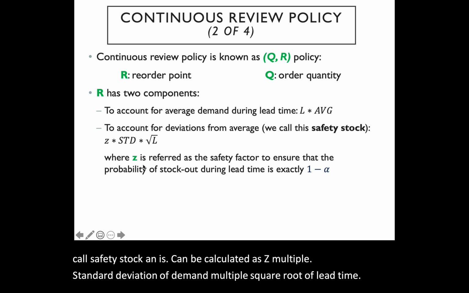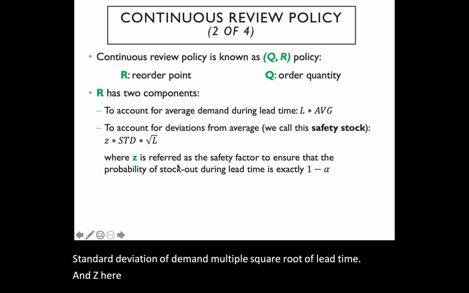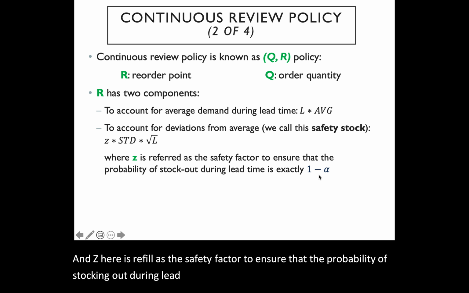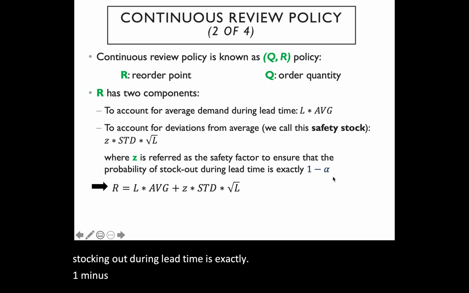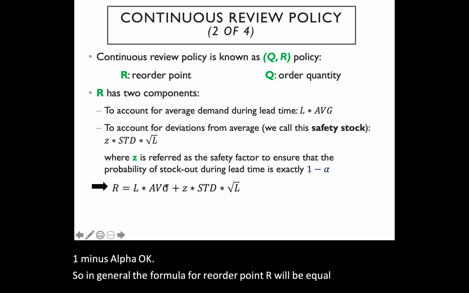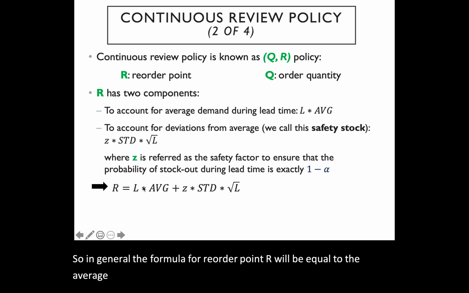And Z here is referred to as the safety factor to ensure that the probability of stocking out during lead time is exactly 1 minus alpha. Okay, so in general, the formula for reorder point R will be equal to the average demand during lead time plus safety stock.